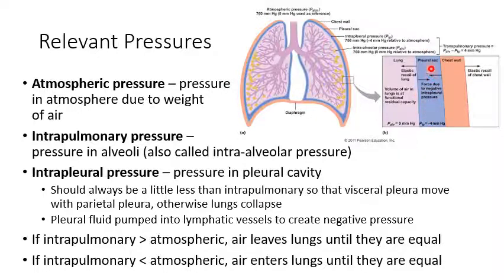Right, so here you have the pleural cavity with the intrapleural pressure. Here you would have the intrapulmonary pressure, and here the atmospheric pressure. Anytime that the intrapulmonary pressure is greater than the atmospheric pressure, air is going to leave the lungs down the pressure gradient until the two pressures are equal. Anytime the intrapulmonary pressure is lower than the atmospheric pressure, air is going to enter the lungs until those two pressures are equal. And neither of those things is going to happen unless the intrapleural pressure is less than the intrapulmonary pressure.